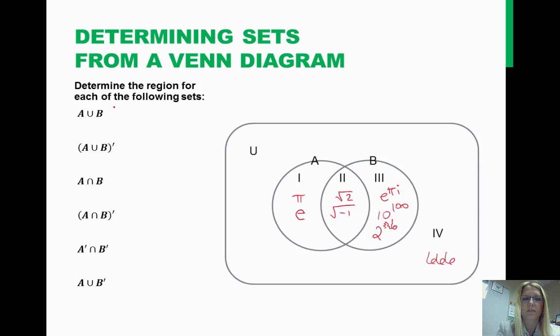So I will write this here. That's in Roman numeral. Now, I also want to think about what is actually in this set, A union B. So that would be pi and e, square root of 2, square root of -1, and also e to the pi i, 10 to the 100, and 2 to the infinite set.